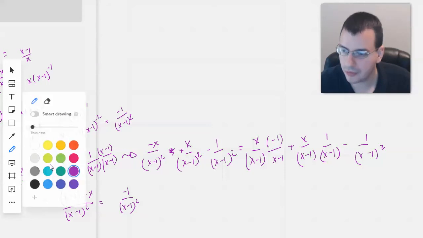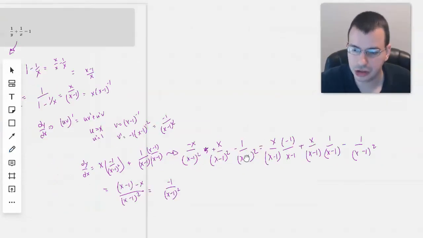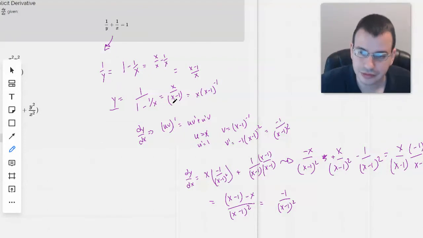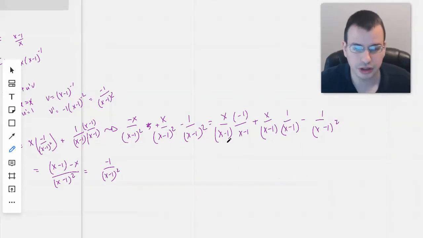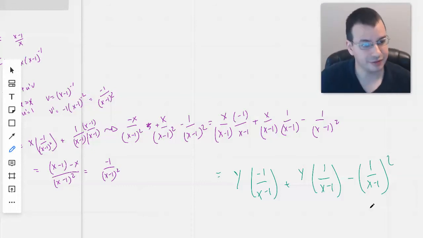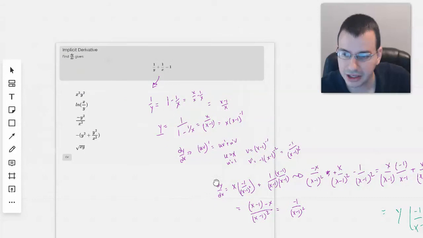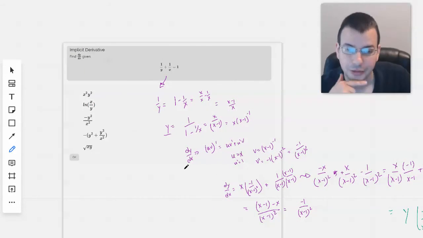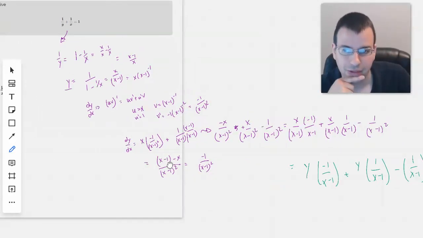So now, if we look back over here, this is way tangential at this point. y equals x over x minus 1. So this would equal y times negative 1 over x minus 1 plus y times 1 over x minus 1 minus 1 over x minus 1 squared. And we could probably simplify that further and get the answer in terms of y. So, totally possible. That was way harder.